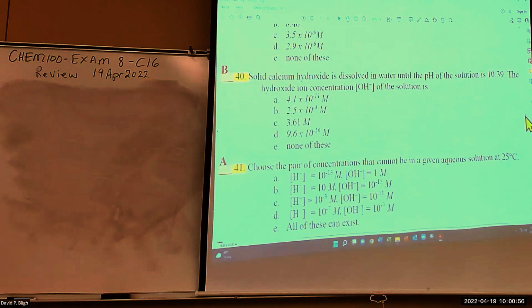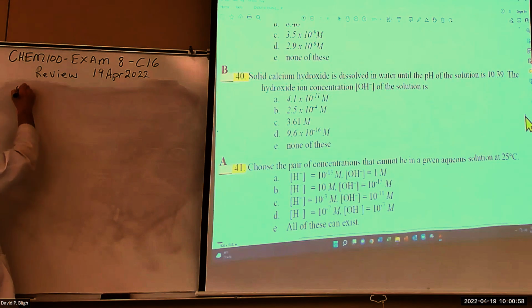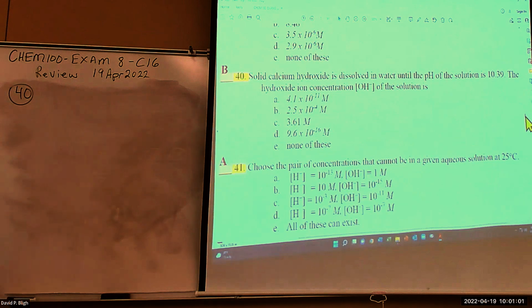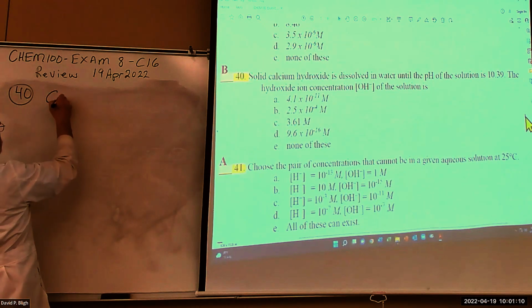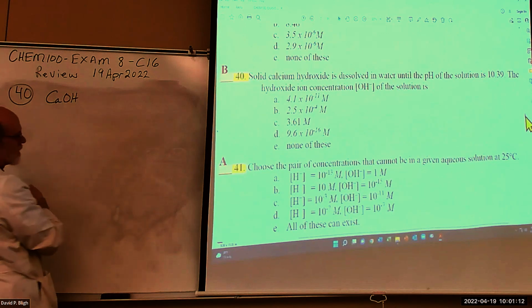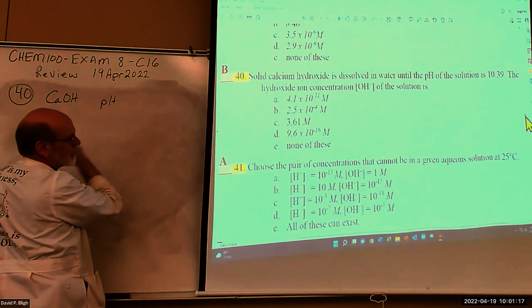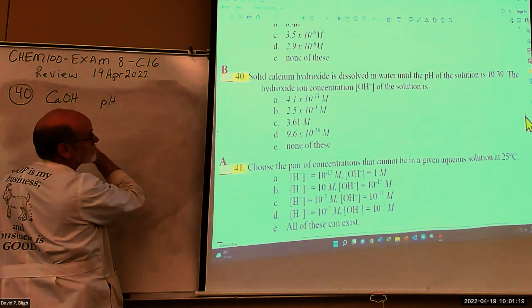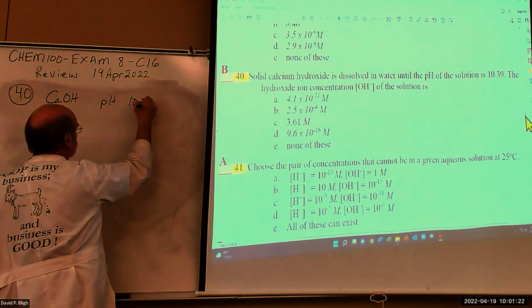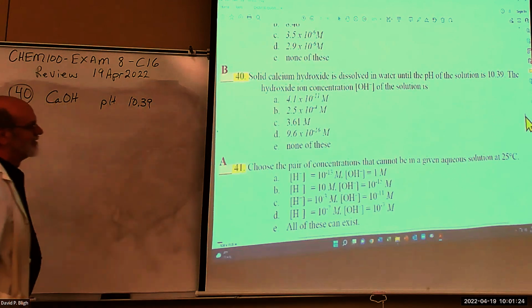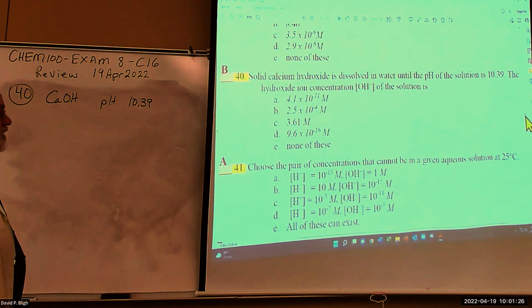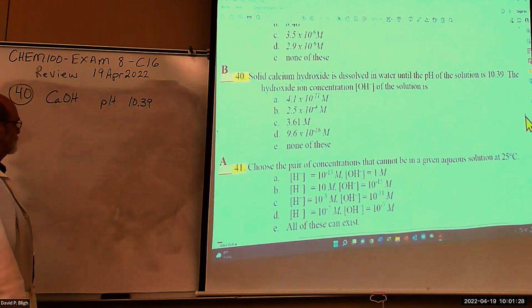Number 40. Solid calcium hydroxide is dissolved in water until the pH of the solution is 10.39. Solid calcium hydroxide is dissolved in water, and the pH resulting is 10.39. The hydroxide ion concentration of the solution is what?